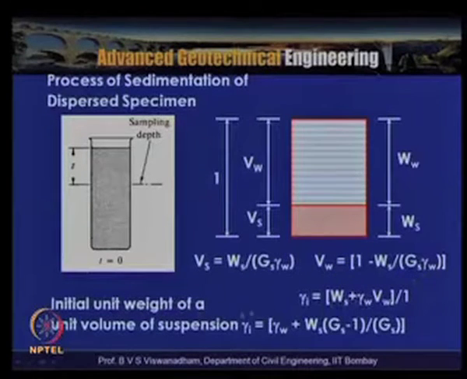So, gamma I, the unit weight of the suspension at any time, is nothing but the weight of water plus the weight of the solids divided by the total volume 1. That is written here as the weight of solids plus gamma W Vw, whole divided by 1. By substituting for Vw, you will get the initial unit weight of a unit volume of the suspension, gamma I, as gamma W plus Ws into (Gs minus 1) divided by Gs. Here Gs is the specific gravity of the soil solids.